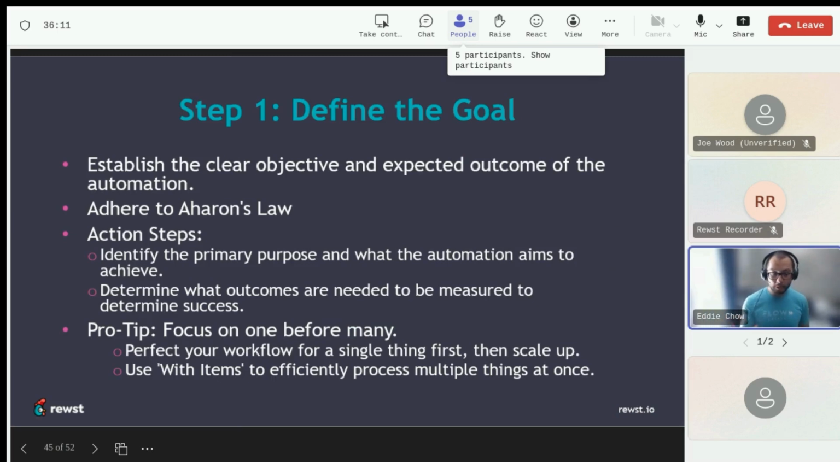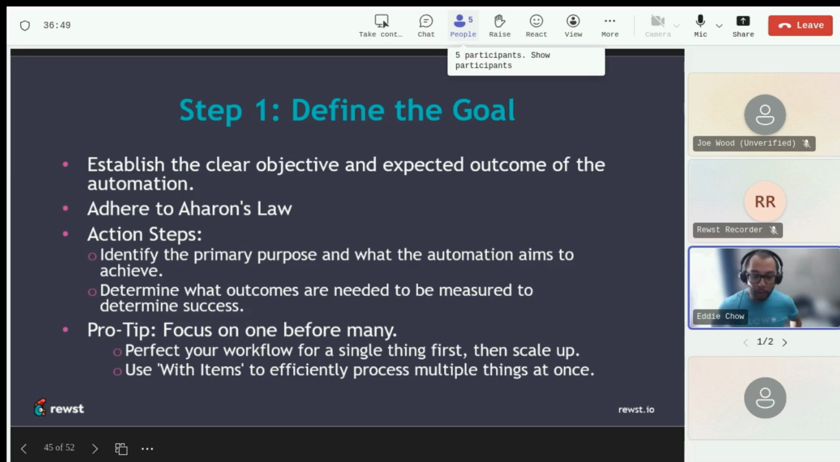So when we first think about defining the goal, we can rewind all the way back to Roost 101 and think about Aaron's law. Right? You cannot automate a process that doesn't exist. So we bring that process into existence. What is the thing that we are looking to automate? Right? What are its steps? Right? And then applying the things we talked about here. Right? What is the primary purpose of the automation? What are the outcomes that we expect? How can we measure these things against whether it's KPIs or outcomes?